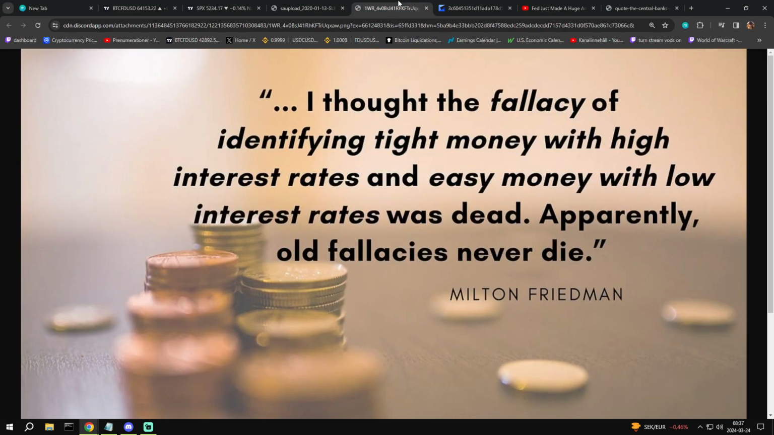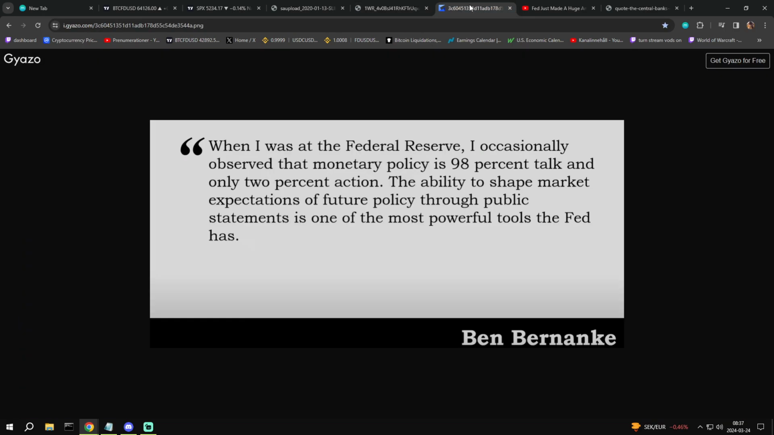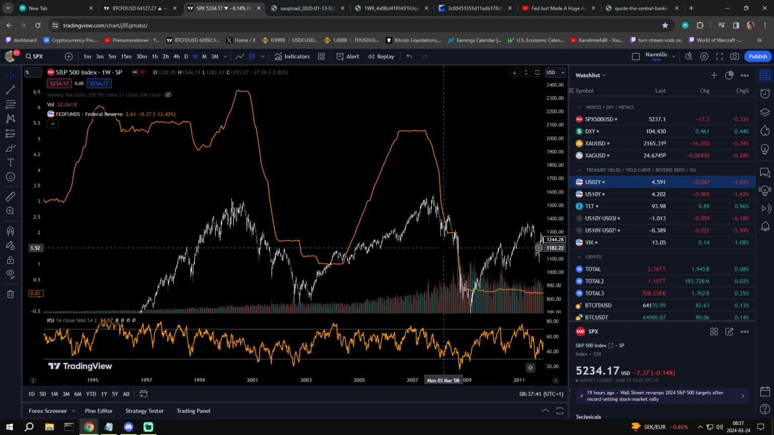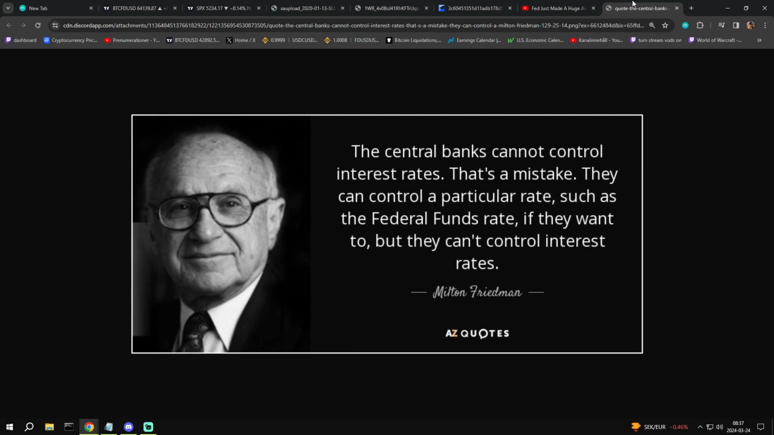Okay? Second quote. I thought the fallacy of identifying tight money with high interest rates and easy money with low interest rates was dead. Apparently all fallacies never die. Yeah? So it makes sense if you think about it. Yeah? And also, again, this is the greatest economist of all time that all the central bankers bow down to.